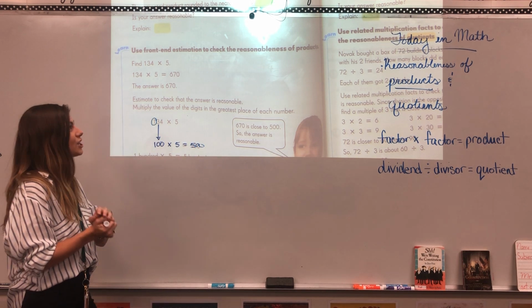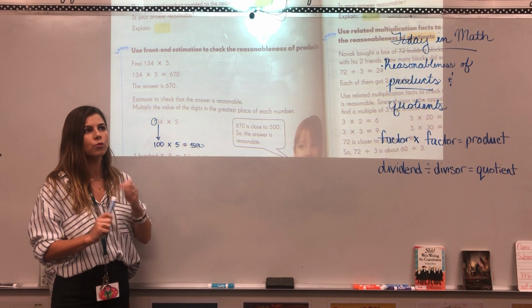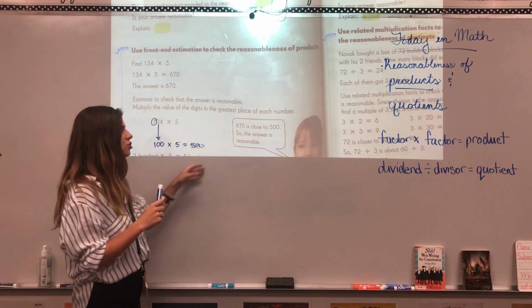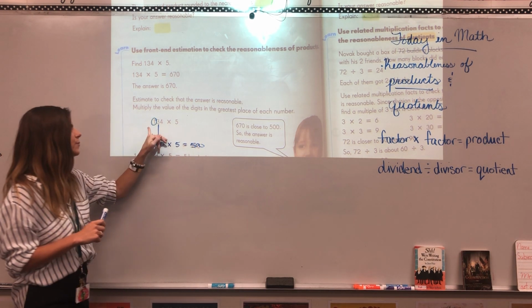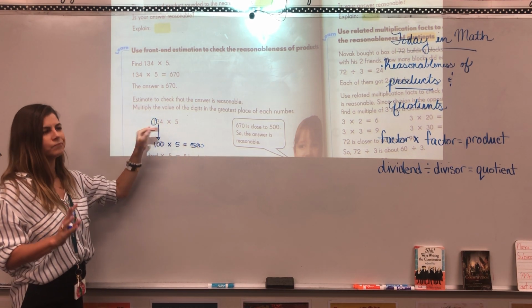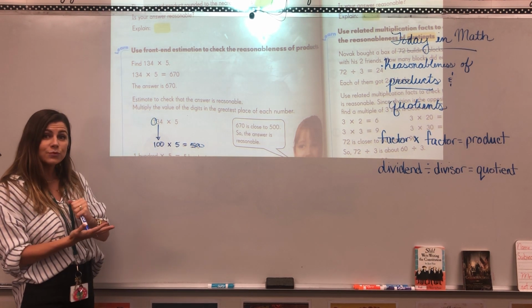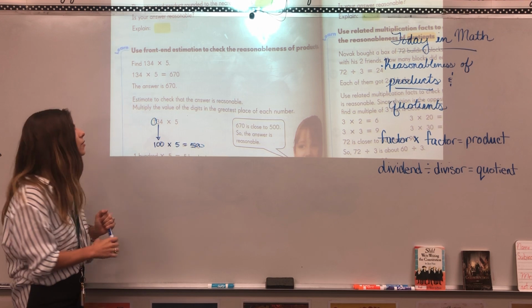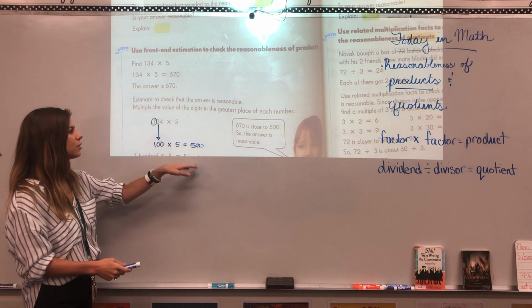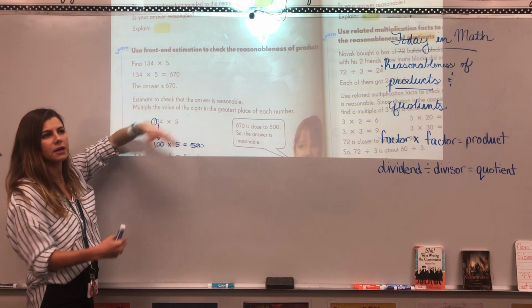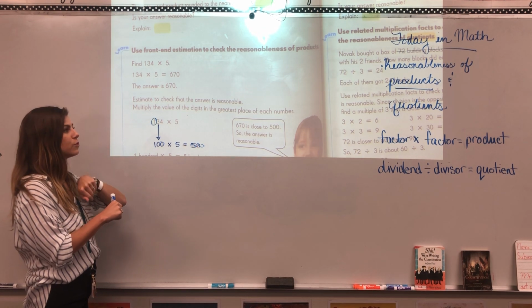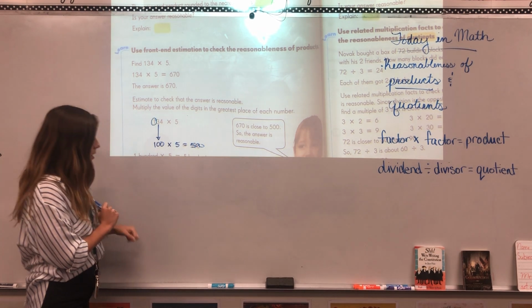So sometimes you'll actually notice that when you round, you'll get closer to the actual answer than with front-end estimating. That's because front-end estimating is an estimate. It's not as exact as rounding, it's just quicker. So when you round, your number might be closer to the actual answer, but either way, you're still checking if something's reasonable, so both ways work.